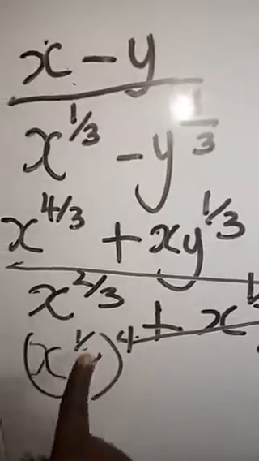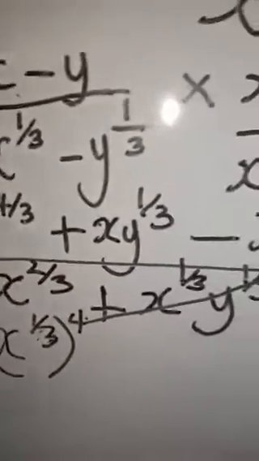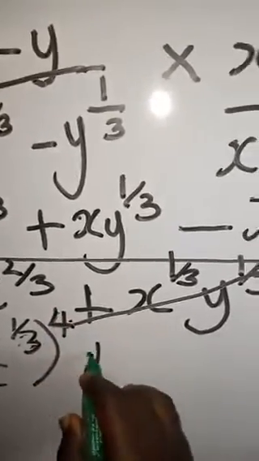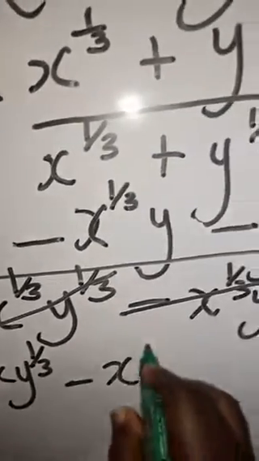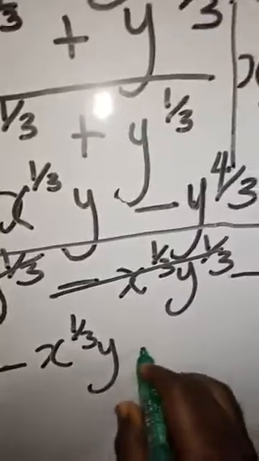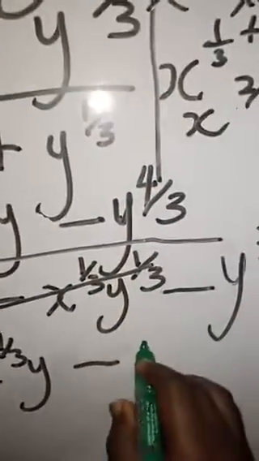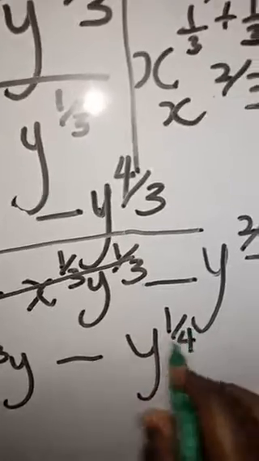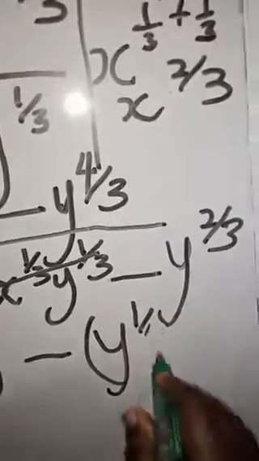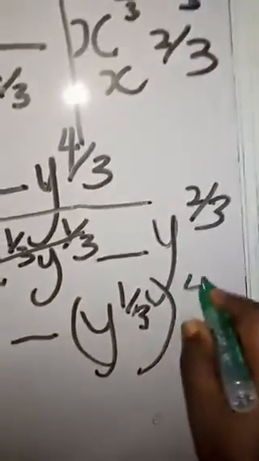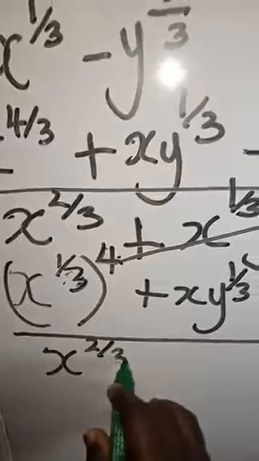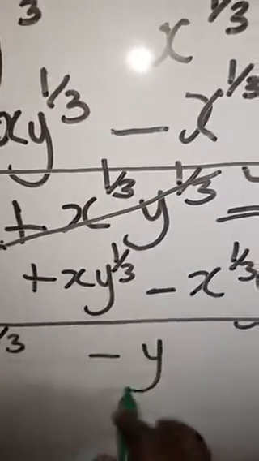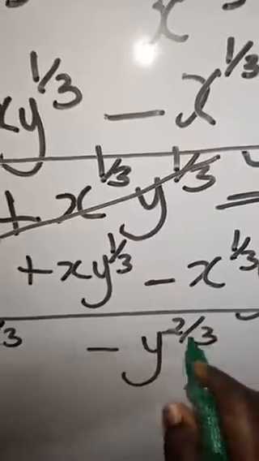1 over 3 times 4, that is equal to 4 over 3. Then plus xy raised to power 1 over 3 minus x raised to power 1 over 3 y. Then minus, I want to rewrite this one too as y raised to power 1 over 3, raised to power 4. Then all over. So down here we are left with just x raised to power 2 over 3 minus y raised to power 2 over 3.